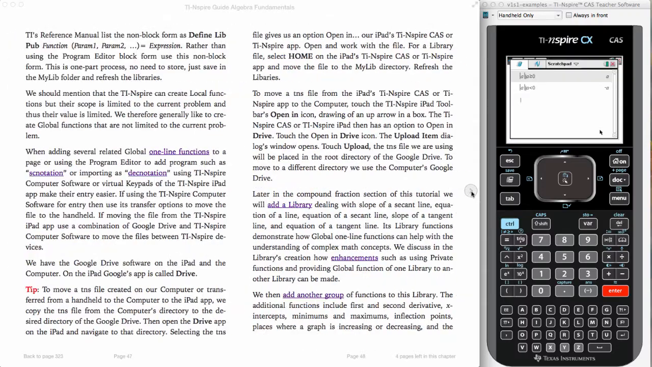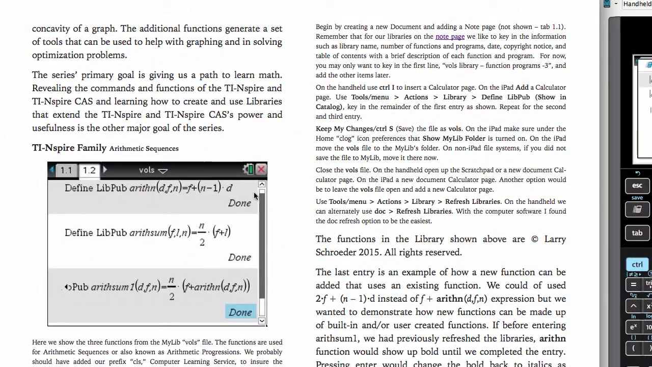So as we go through this course, there are many formulas that you will use in algebra courses. One of them has to do with arithmetic sequences. To find the nth term, this is the formula. To find the arithmetic sum, there's 2 different ways to do it. So we entered both of those into our calculator.